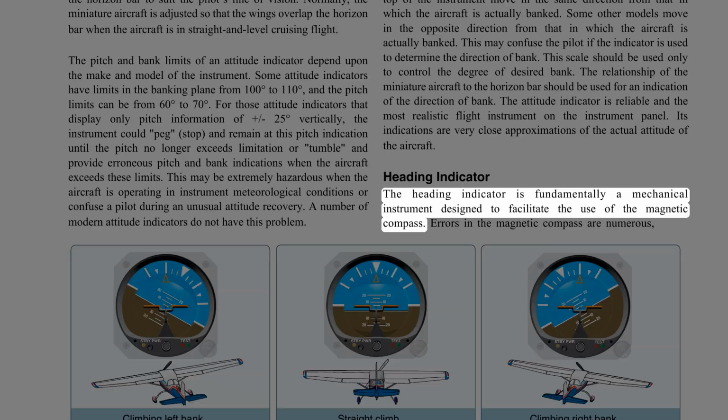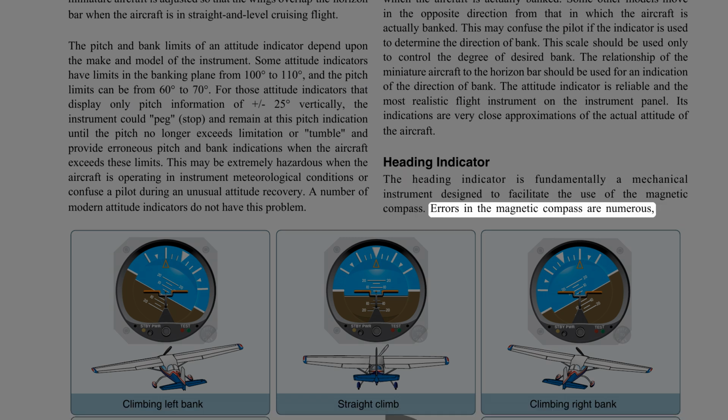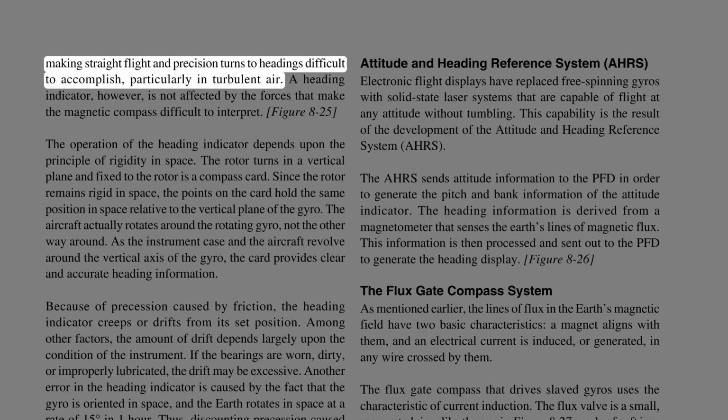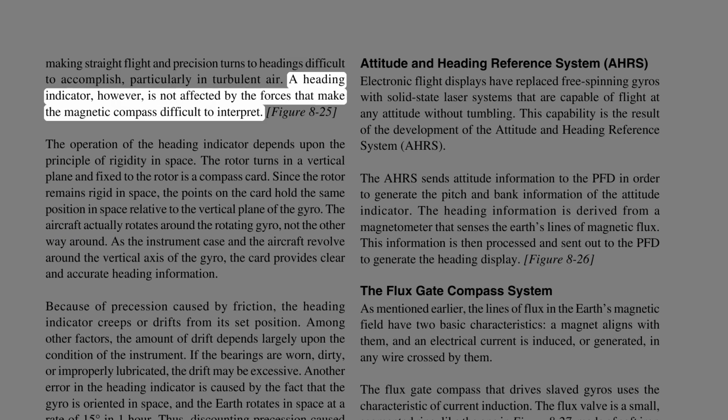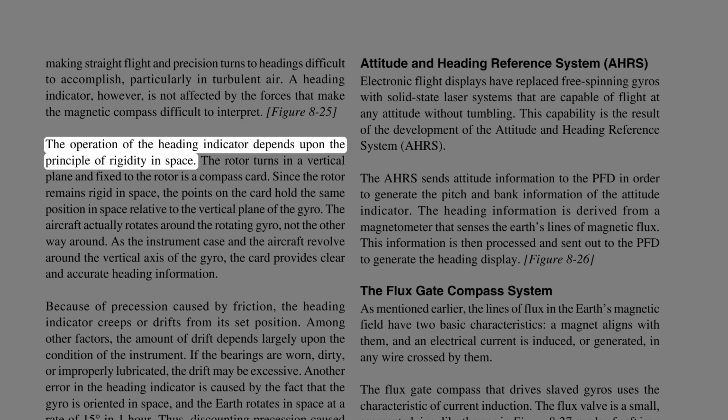Heading indicator. The heading indicator is fundamentally a mechanical instrument designed to facilitate the use of the magnetic compass. Errors in the magnetic compass are numerous, making straight flight and precision turns to headings difficult to accomplish, particularly in turbulent air. A heading indicator, however, is not affected by the forces that make the magnetic compass difficult to interpret. The operation of the heading indicator depends upon the principle of rigidity in space.